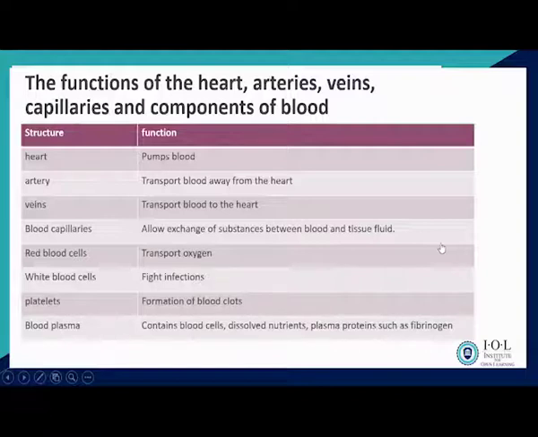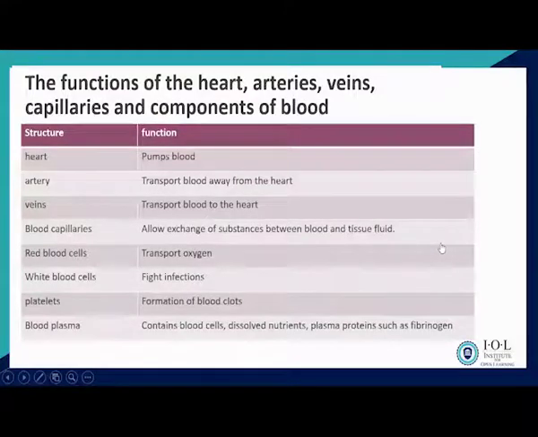Already we know the heart pumps blood, okay? What is the artery? It transports blood away from the heart. Not always are they transporting oxygenated blood. Then we have the veins transporting blood to the heart, and blood capillaries allowing the exchange of substances between the blood and the tissue fluid.